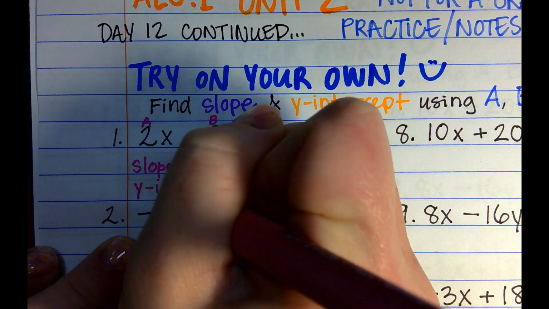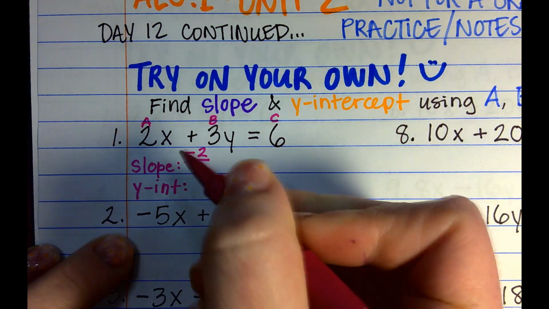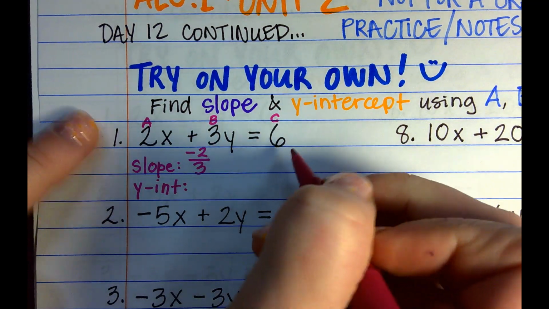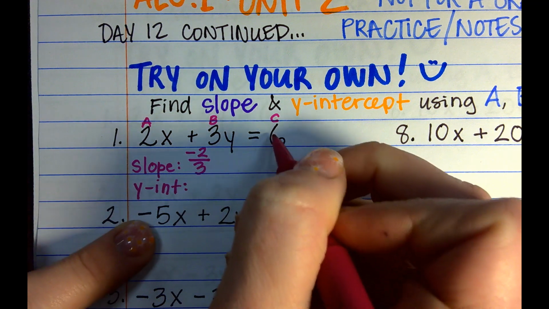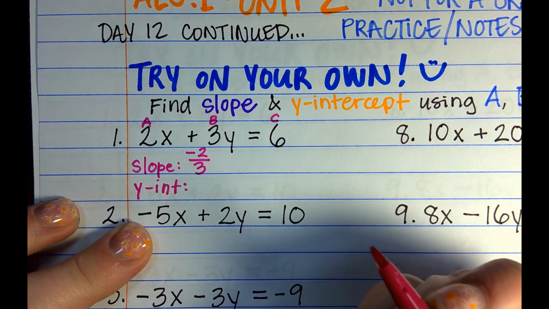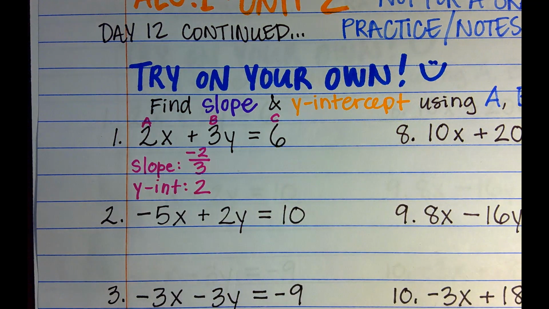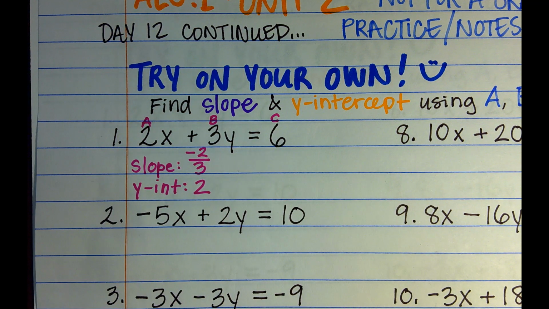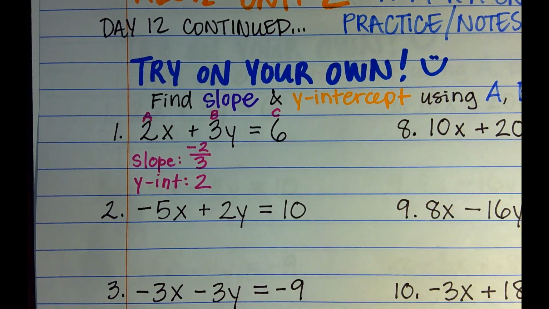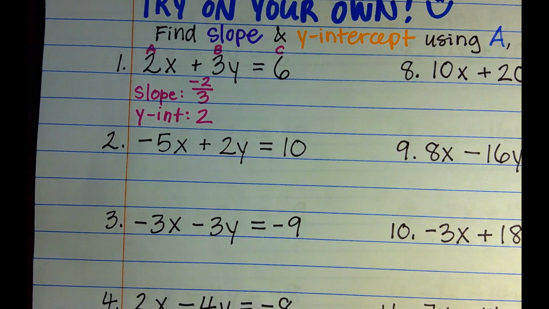And what's our y-intercept? 2? How'd you get 2? That's 6 over 3. Yep, we had 6 over 3, which simplifies to 2. 6 divided by 3 is 2. Okay, any questions on number 1? Awesome. Okay, let's look at number 2.